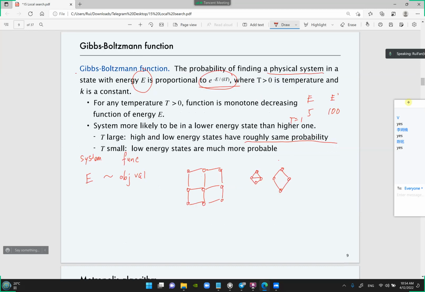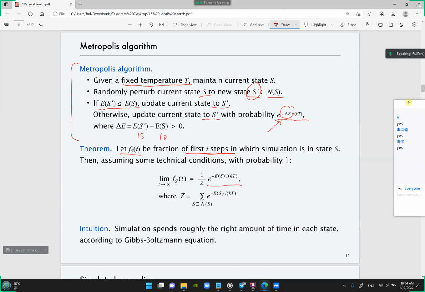Okay, so Gibbs-Boltzmann is this distribution, which said that for a state with energy E, you should be in the state with this probability. And then if you run the Metropolis algorithm, then this says that for whatever state S, if you look at the energy of state S, then you're going to be in state S with this probability, right? So the fraction of time that you're in state S is equivalent to the probability that you're in state S.